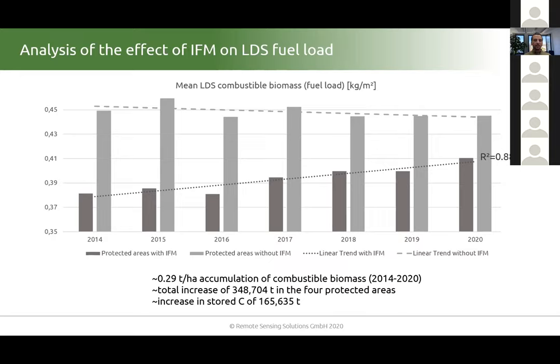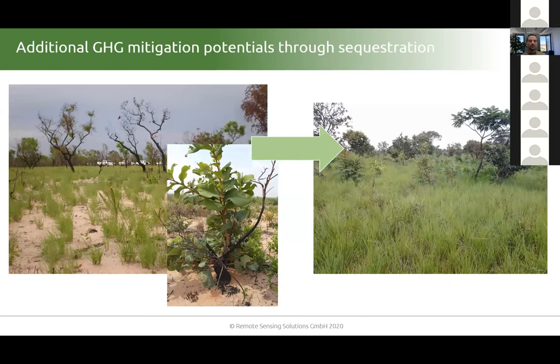So for the four protected areas, that sums up to a total increase of approximately 350,000 tons of biomass, which is approximately 150,000 tons of carbon stored on top. So this is just to show the idea that additional greenhouse gas mitigation potentials through sequestration can be very interesting. On the left-hand side, you see a typical burned area, approximately two months after a burn.